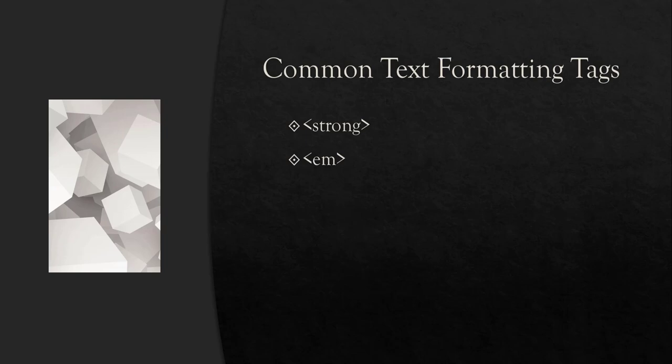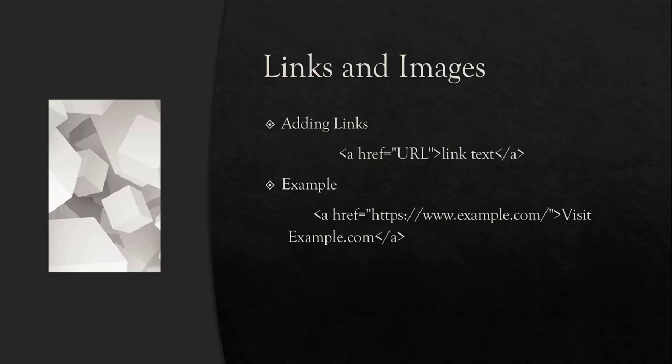For example, you could use the strong tag for important text, which is typically displayed in bold font by default, and the EM tag for emphasized text, which is typically displayed in italic font by default. Then, you can use CSS to style the text as desired. Now let's understand how to use links and images tags.